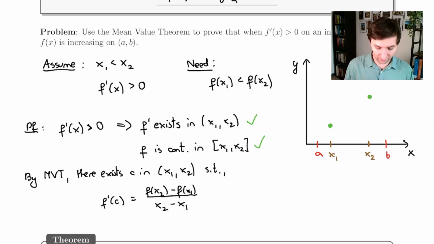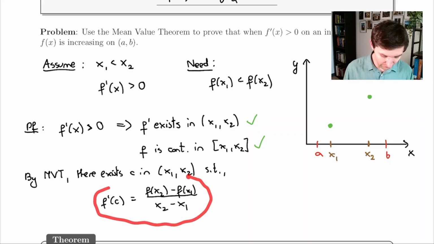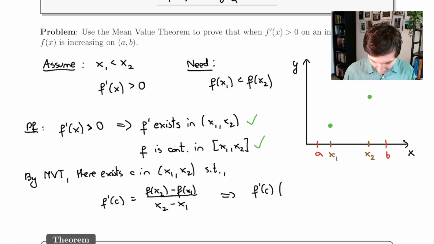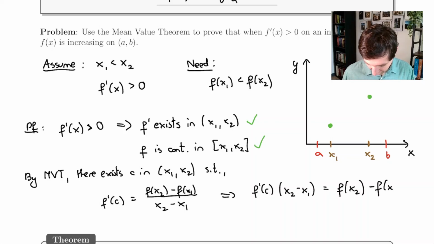Instead of writing the conclusion of the mean value theorem this way, let me first multiply both sides of this equation by x2 minus x1, the denominator of this fraction. When I do that, I will get f prime of C times x2 minus x1 equals f of x2 minus f of x1. And I know it's hard to believe it, but we are almost there. We just have to notice two more things.